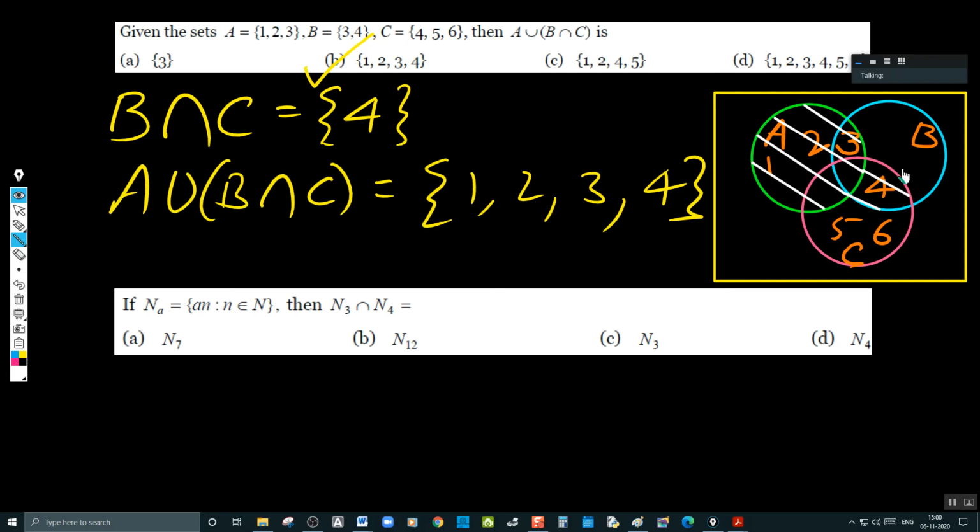Yes, sir. For your better understanding, I'll be taking one more line like this so that you will have more clarity about this. I have taken one more line here. Now you see, this is nothing but A union of B intersection C. I will take one more line for you so that the shaded region will be more clear. This is what I'm saying.